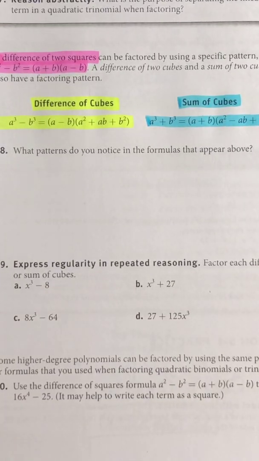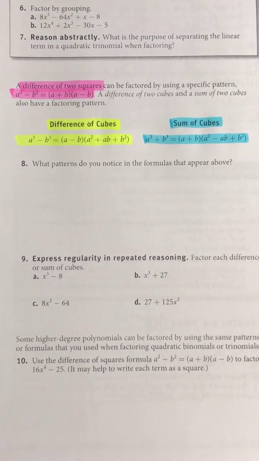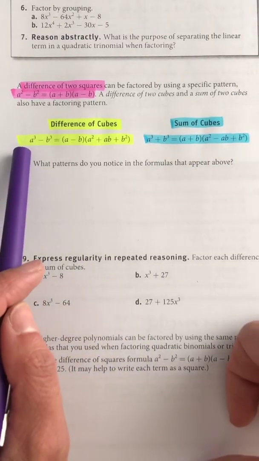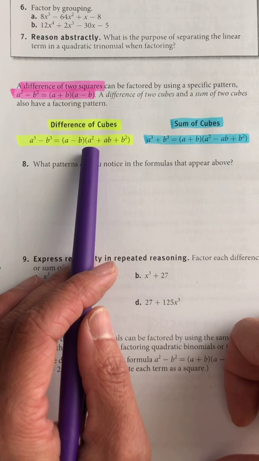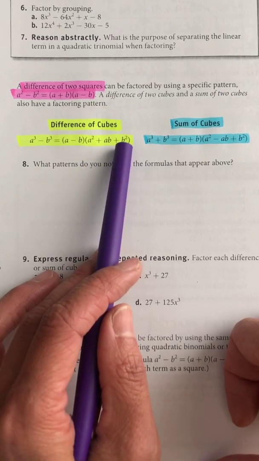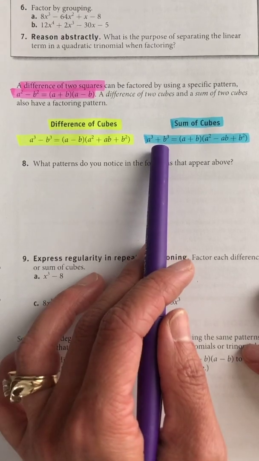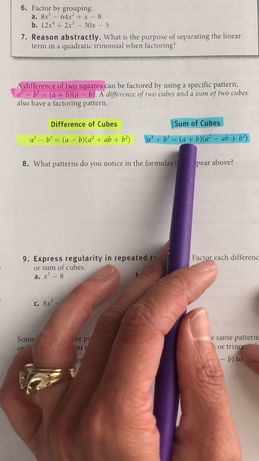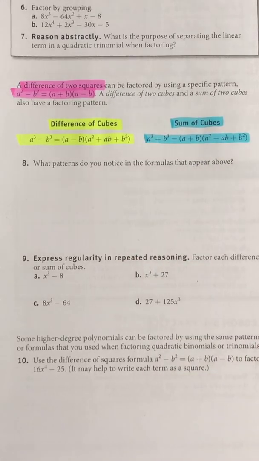All right, what patterns do you notice in the formulas that appear above? Okay, well, let's look at the difference of cubes. We have a cubed minus b cubed equals a minus b times a squared plus ab plus b squared. And then in the sum of cubes, we have a cubed plus, for sum, b cubed equals a plus b times a squared minus ab plus b squared.